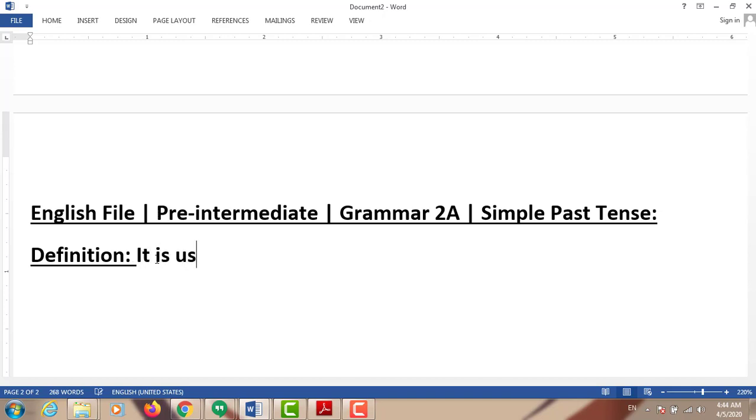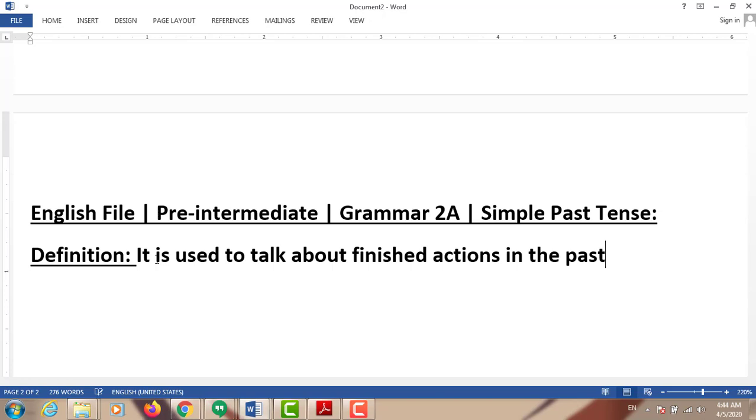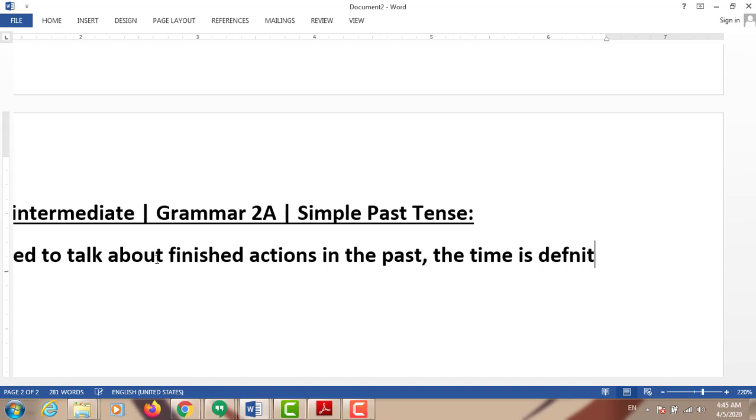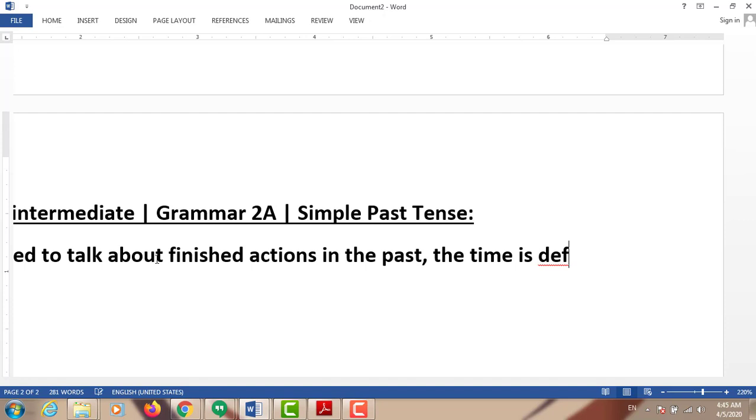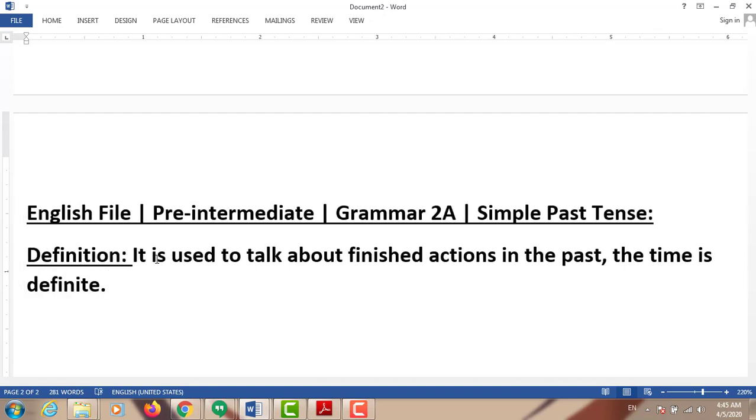It is used to talk about finished actions in the past. It is used to talk about finished actions in the past, okay? But remember one thing, keep in mind. The time is definite. Time must be what? Time must be definite. In simple past, the time must be definite.